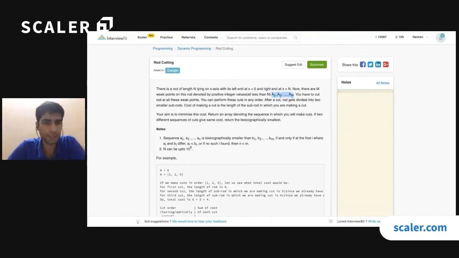Because it will be divided. The cost of making a cut is the length of the subroad in which you are making a cut. Your aim is to minimize this cost. Return an array denoting the sequence in which you will make cuts. If two different sequences of cuts give the same cost, return the lexicographically smallest. Basically, we have to give the sequence of points in which we will cut, and the points should be lexicographically smallest. We have to denote the sequence as well, that is the sequence in which we will cut.